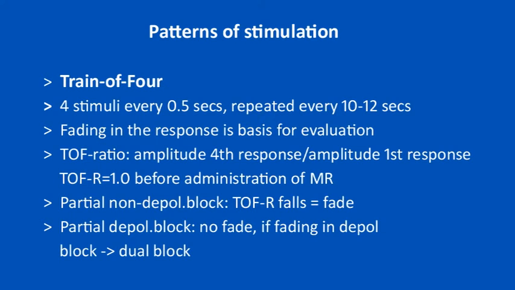A TOF ratio of 1 should be obtained before administration of muscle relaxants. In partial non-depolarizing block, TOF ratio falls, which results in fade, whereas in partial depolarizing block, there will be no fade. If fading in depolarizing block occurs, it might be because of dual block.